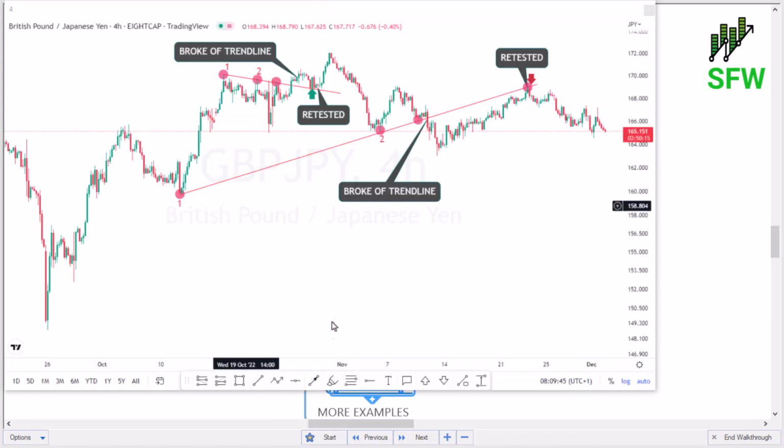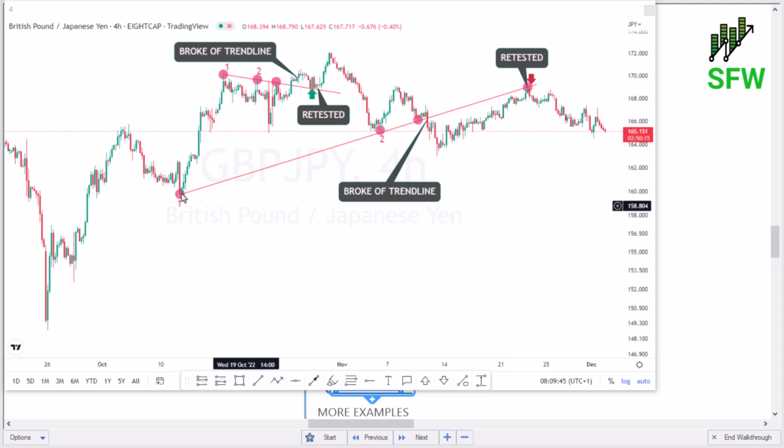Take a look at this other scenario. Here as well, the same thing in a 4-hour time frame. Point 1, point 2, point 3, it bounced down. Here, it broke to the upside, the trend line got broken. Upon retest, it then moved to the upside.